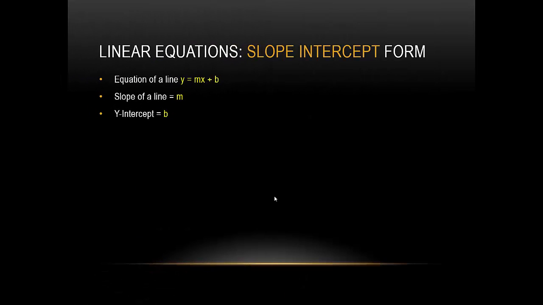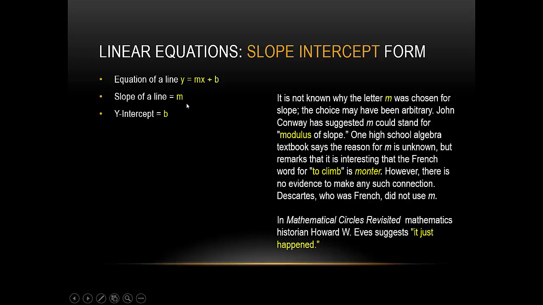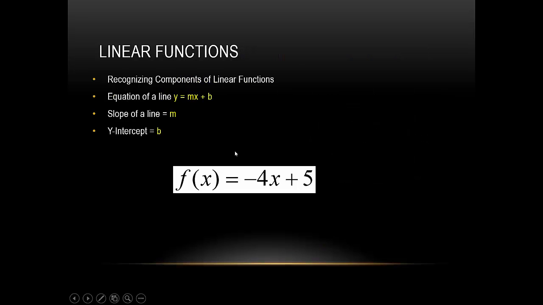Well, then next they taught you y equals mx plus b, where the slope is m and the b is the y-intercept. Have you ever wondered why they used m for slope? I guess this kind of stuff keeps me awake at night, right? I mean, you might say, who cares? But why would they use the letter m? This is kind of a funny story, because there's lots of reasons that people try. For example, to climb means monter, but that's in French. In the French, Descartes, he didn't even use m for slope. So it's one of these things that it just kind of happened. So a little bit of trivia there for you.